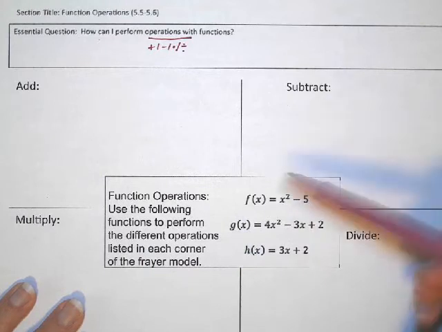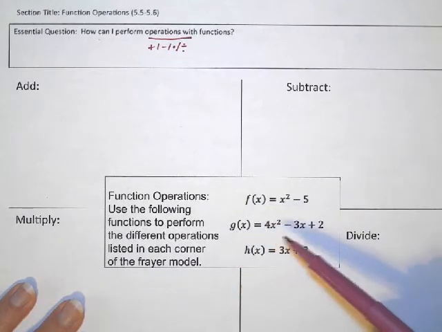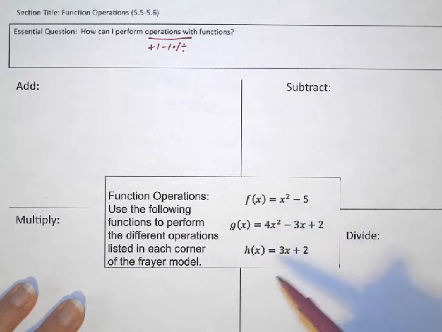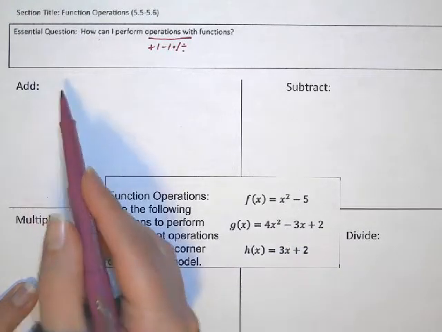So I have f of x, which is x squared minus 5, g of x, which is 4x squared minus 3x plus 2, and then h of x, which equals 3x plus 2. And I'll be using a mix of those three functions just to give us a little bit of variety. So I'm going to start with the addition.